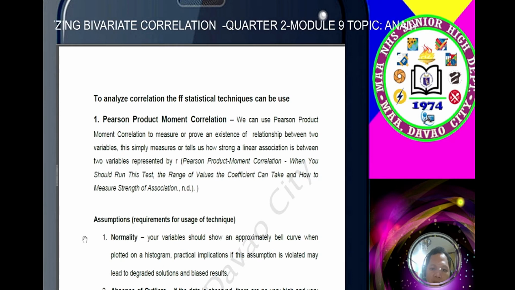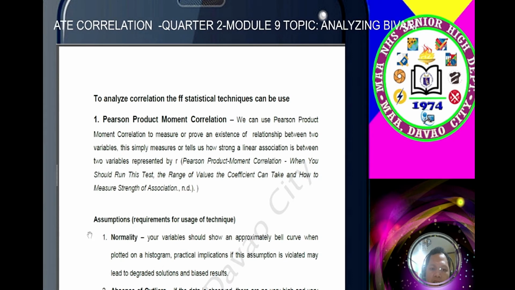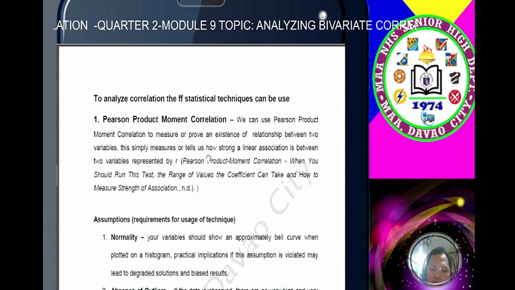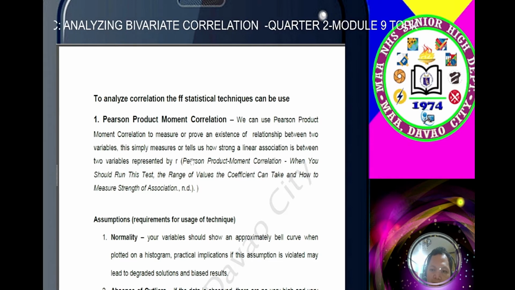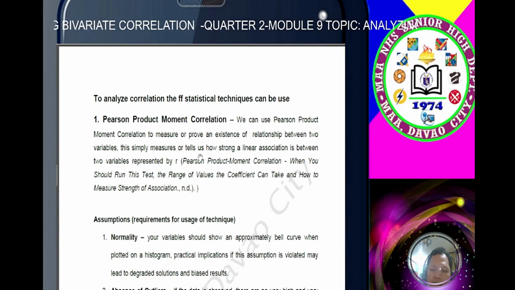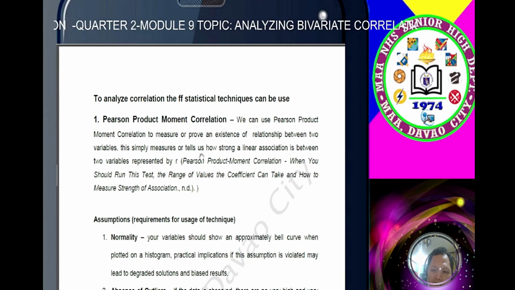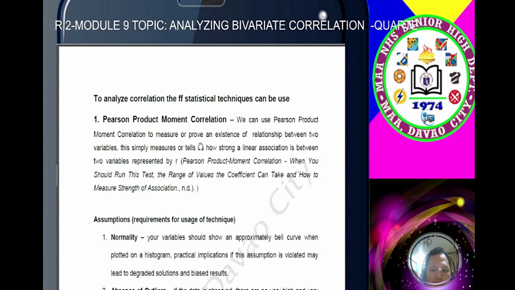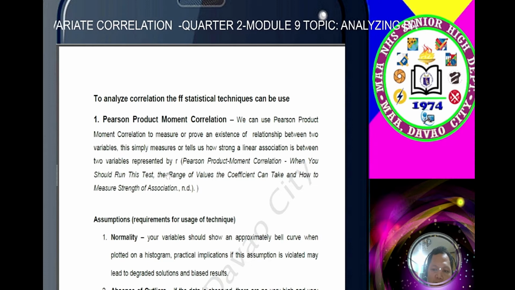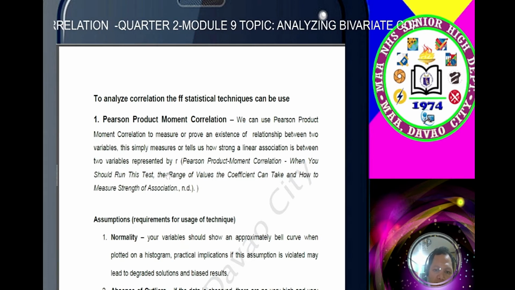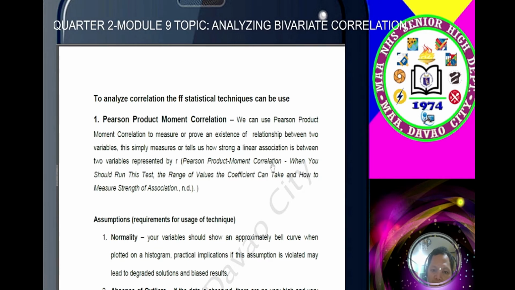To analyze correlation, the following statistical techniques can be used. Number one, we have the Pearson product moment correlation, which we use if we have parametric data. For non-parametric data, we will use the Spearman, but in this module we will not discuss that because we are only considering parametric data. We can use the Pearson product moment correlation to measure or prove the existence of a relationship between two variables. It simply tells us how strong a linear association is between two variables.